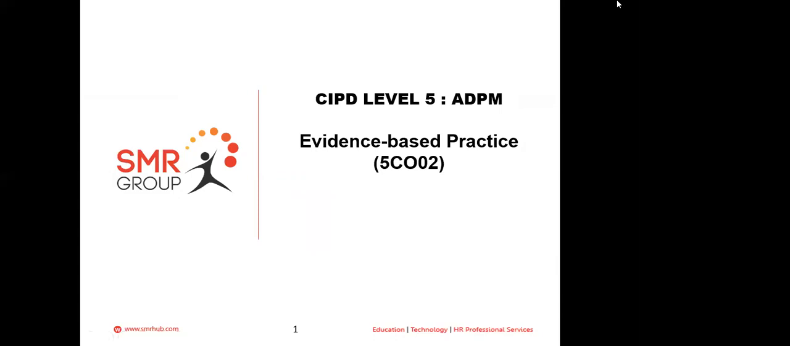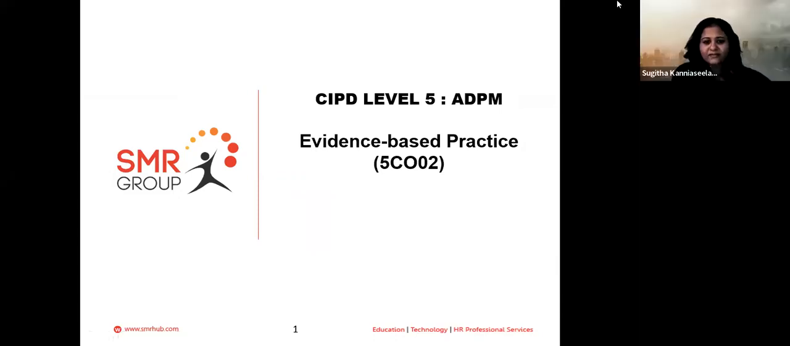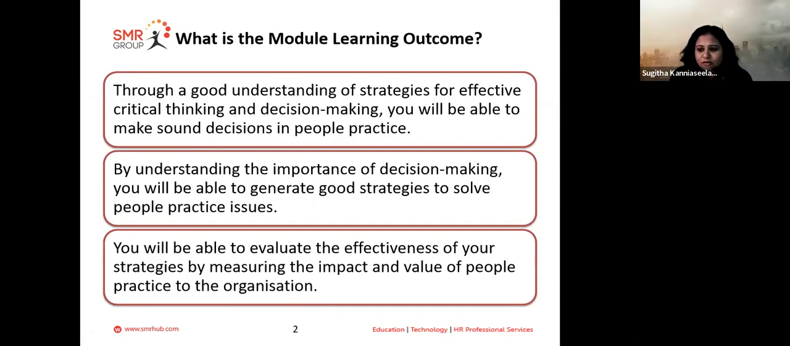So this is called evidence-based practice. The code is 5CO02. So this module, as the name goes, is people practice, right? When we say practice, it's people practice, but it is very evidence-based in line with the present times, all right?